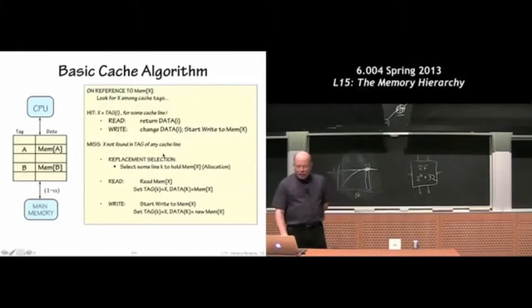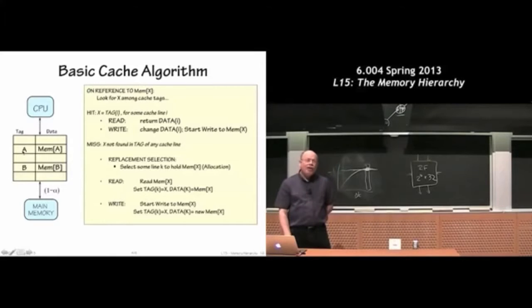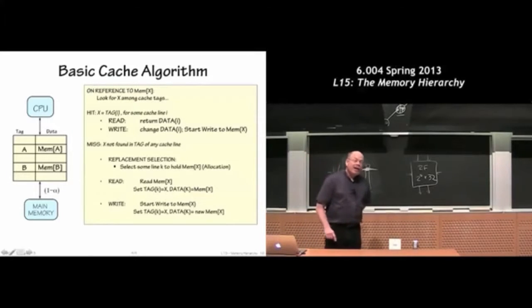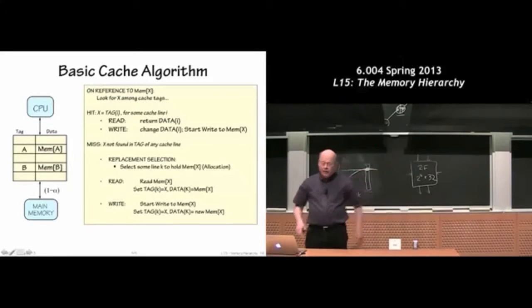So the basic algorithm is the CPU will produce an address, and we'll have this cache, which we're representing here as a table. The table contains both information about which addresses are stored in the cache, and then the actual memory contents of those addresses. So the cache knows two things. It knows which addresses it has, and it has the contents of those addresses. That makes sort of sense?